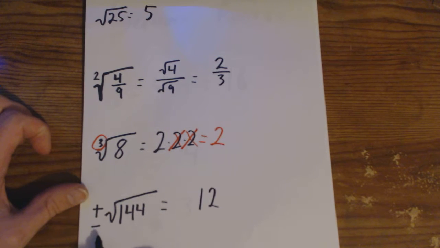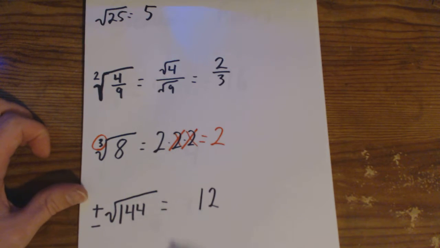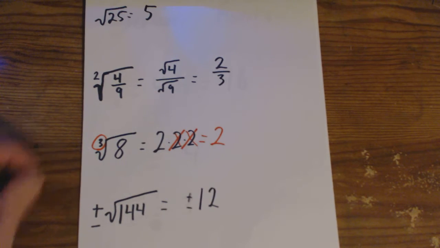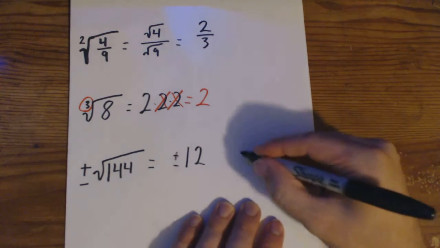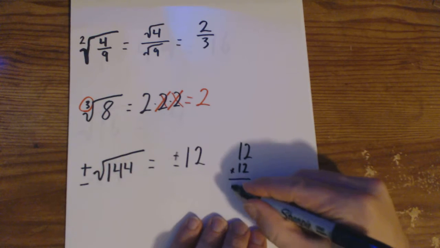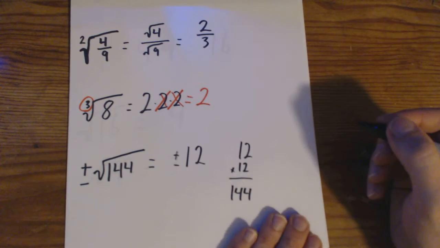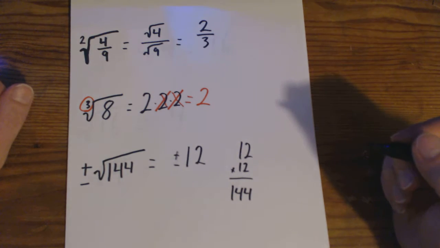Now you see this plus or minus out here. That's saying that this could be plus or minus 12. So let's talk about that a little bit. If I take 12 times 12, it's going to give me 144, right? Well, what if I took negative 12 times negative 12? What happens when you multiply two negatives? You get a positive.